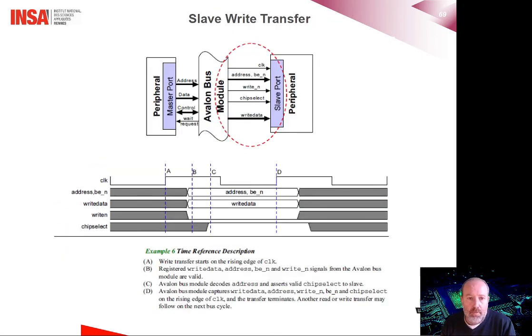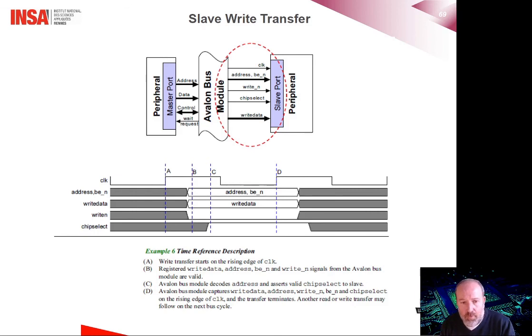The last example, example 6, here shows the slave write transfer. In this configuration, there are 0 wait states and no setup time or hold time wait states. The Avalon Bus module presents address, write data, byte enable, write N, and then asserts chip select. The slave port captures the address, data, and control on the next rising clock edge, and the write transfer terminates immediately. The entire transfer takes only 1 bus cycle.